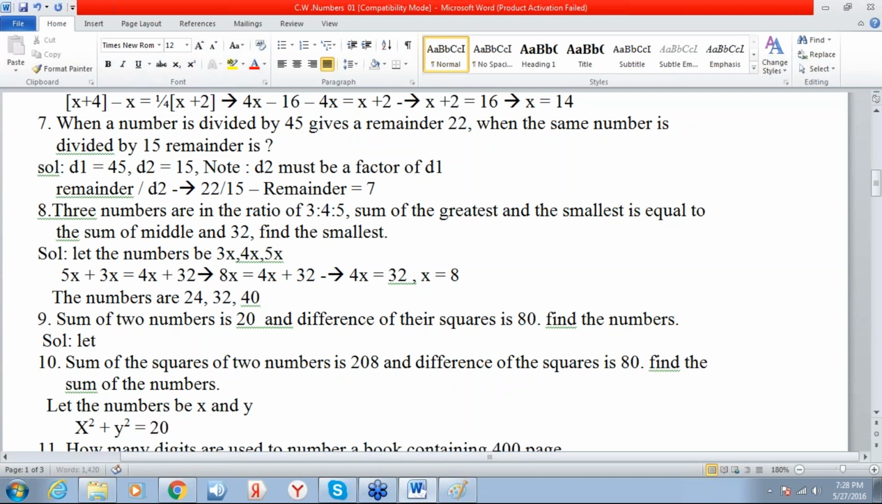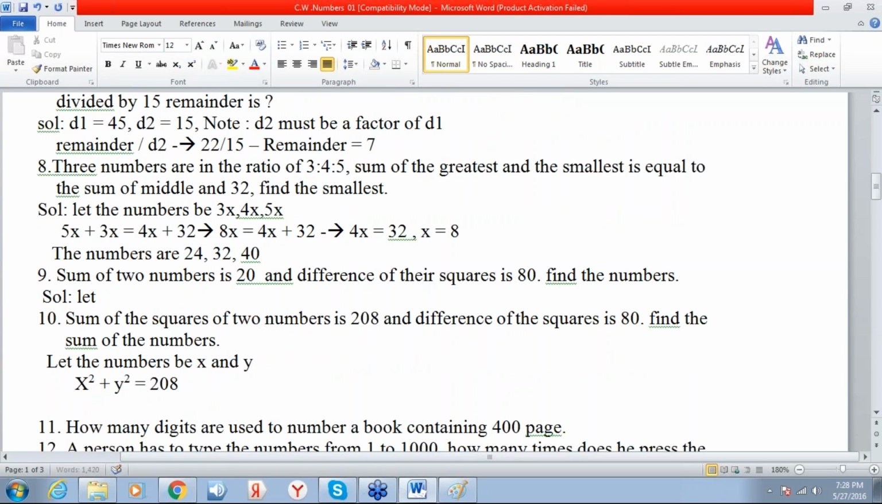x square plus y square is equal to 208, and x square minus y square is equal to 80. Sorry. The difference between the squares is 80.